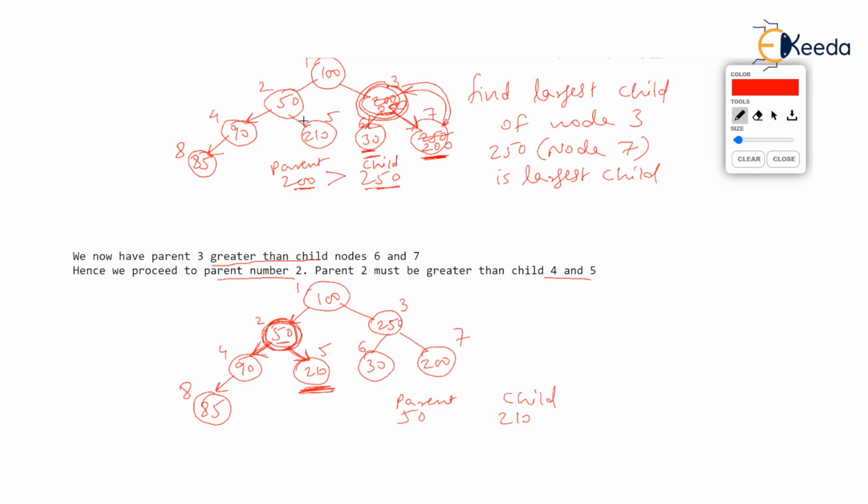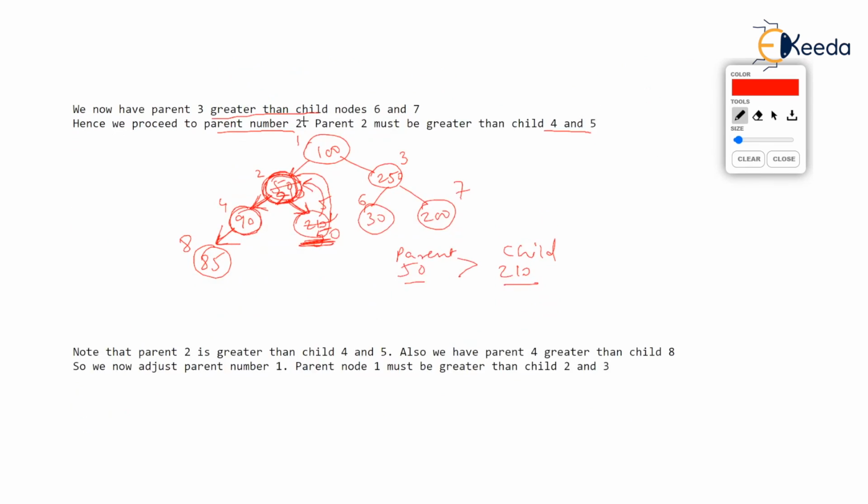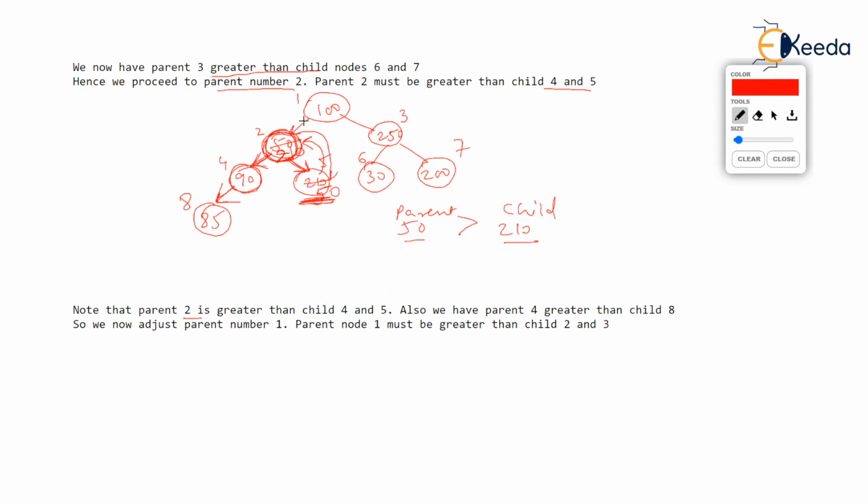Now you know that parent must be greater than child. But in fact, the parent has a lesser value than the child. Then simply put 210 at the place of parent. 210 goes at the second node. And where will 50 go? Obviously, 50 will go at the fifth node. Now second node is 210 and it is greater than the fourth and fifth nodes. And also, the fourth node is still greater than the eighth node. 90 is greater than 85. Good then. Now parent number 2 is surely greater than child 4 and 5. Also, parent 4 is still greater than child 8.